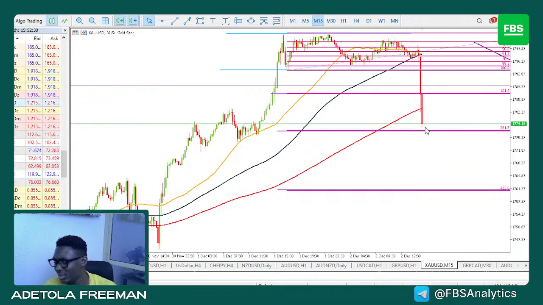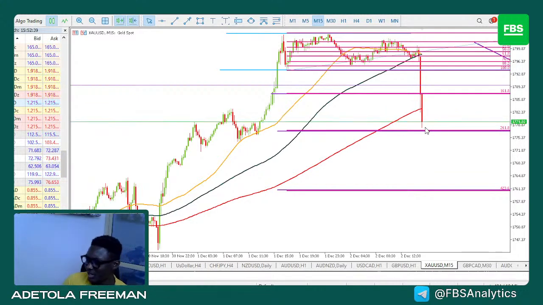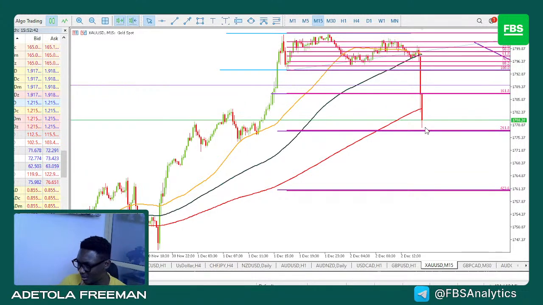Okay. So this is literally what we're seeing right now. Gold just got to our TP2. This is TP2 right here, and then this is TP3 all the way down here.